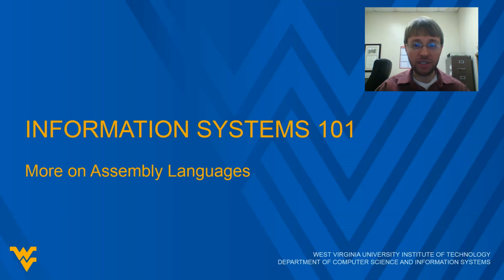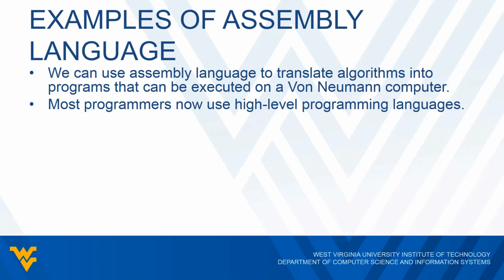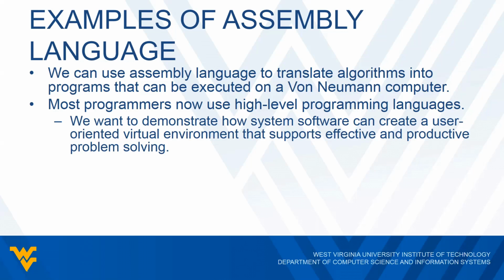In this lecture, we will continue our discussion on assembly languages. So here we can describe how we use assembly language to translate algorithms into programs that can be executed on a von Neumann computer. Today, programmers are using high-level languages rather than assembly language. There are some exceptions for very special purpose tasks, but the whole purpose in discussing this is we want to demonstrate how system software, and in this case the assembler, can create a user-oriented virtual environment that supports effective and productive problem solving.